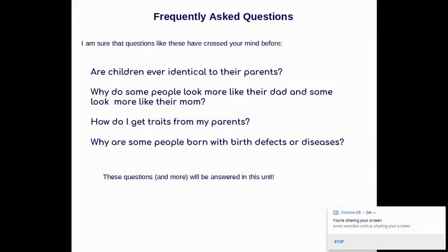So are children ever identical to their parents? You may have thought about why do some people look more like their dad and some people look more like their mom? How do I get those traits from my parents? And then why are some people born with birth defects or inherited diseases?